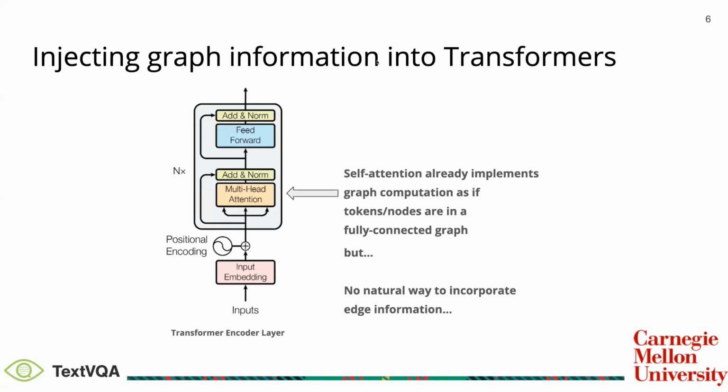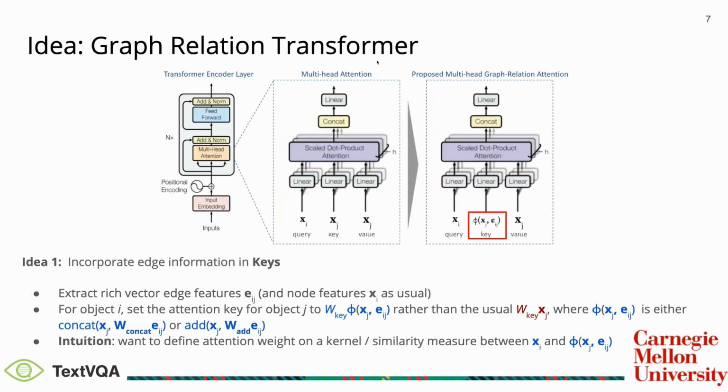An important characteristic of transformer architecture is that its self-attention module already implements graph computation that does pairwise computation between every object, and it does so using their respective point-wise features. So in fact, the only missing part is that there's no natural place in the existing architecture to incorporate the edge information. The key idea of the graph relation transformer is where to incorporate the edge features.